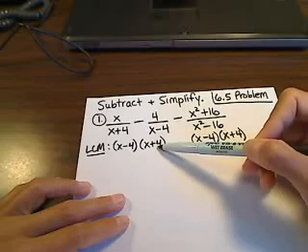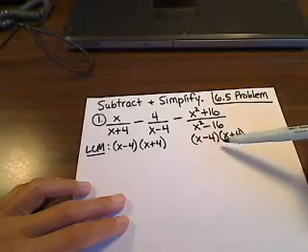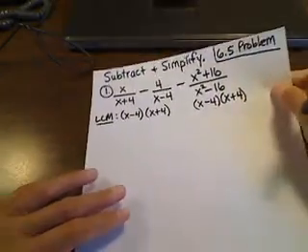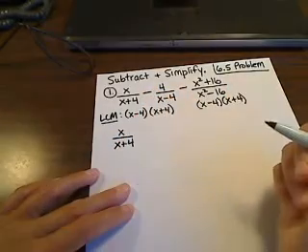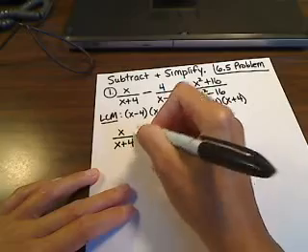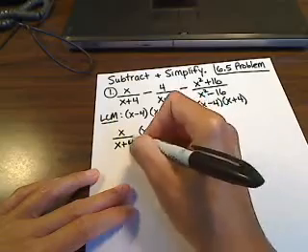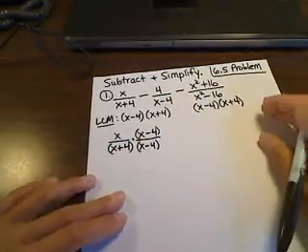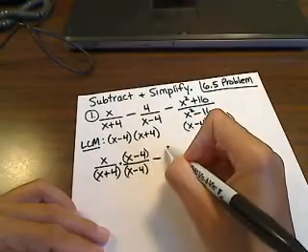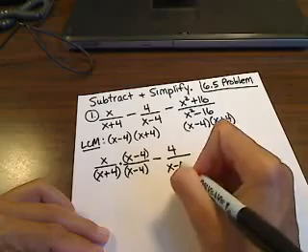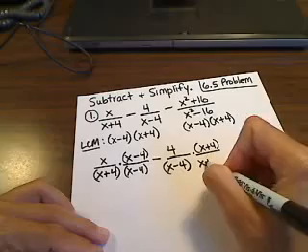Second fraction is missing the x plus 4, so I'm going to multiply top and bottom by x plus 4. And this third fraction is missing nothing, so it gets multiplied by nothing. Okay, so it's going to look like this. X over the x plus 4 is going to get multiplied by an x minus 4 in the top and the bottom. Okay, so effectively, I'm just multiplying by the equivalent of 1, which doesn't change the problem, just manipulates how it looks.